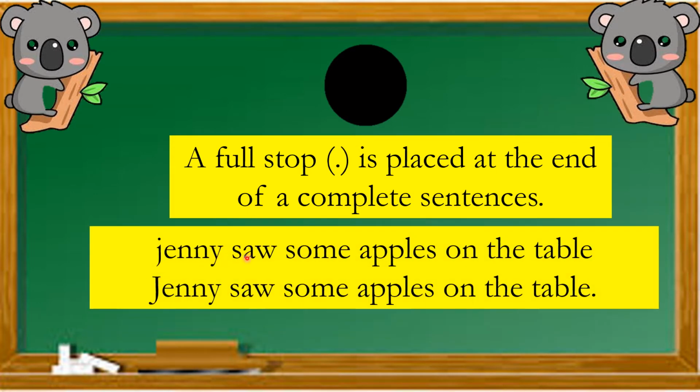Jenny saw some apples on the table. So the full stop you put at the end of the complete sentence. Jenny saw some apples on the table. So this is the full stop. When you end your sentences, you put the full stop. Okay, next one. This is the first one, which is full stop.